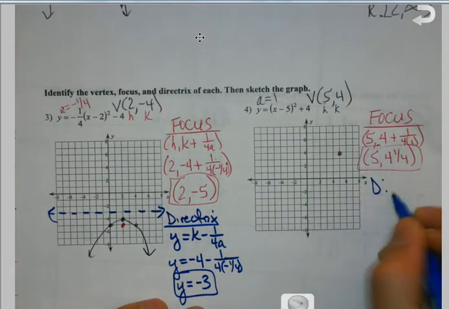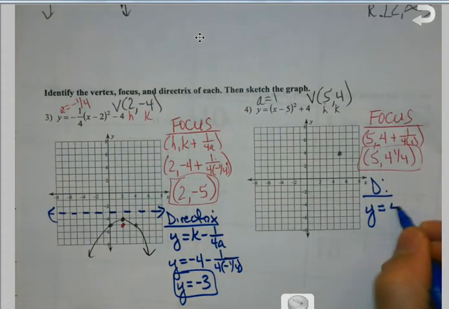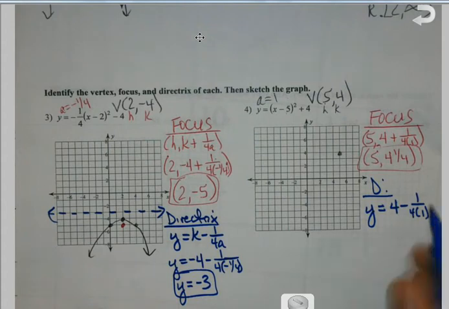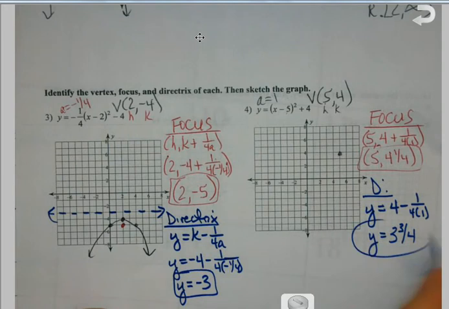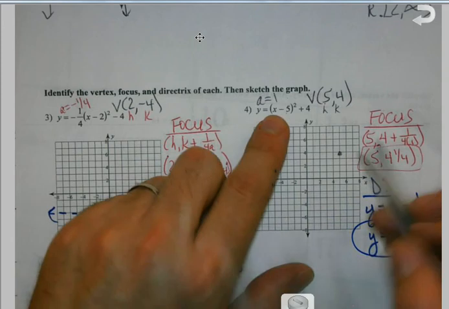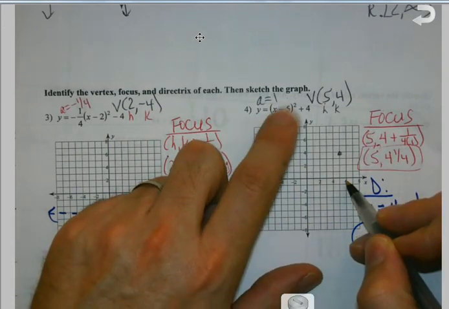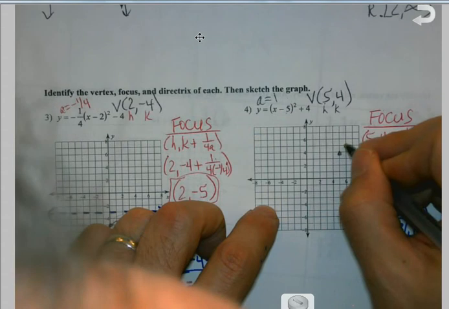For my directrix, it's y equals k minus 1 over 4a. So 4 minus 1/4 is 3 3/4 for my y. And again, I'm just going to go with values because this one's easier than dealing with the fractions. So if I use 6, 6 minus 5 would be 1. 1 squared is 1, plus 4 is 5.